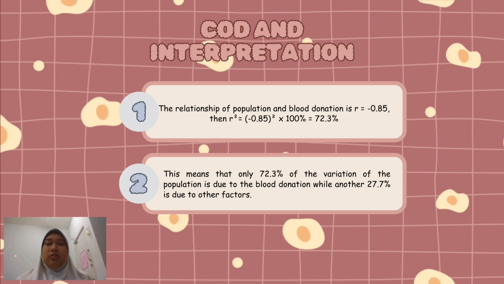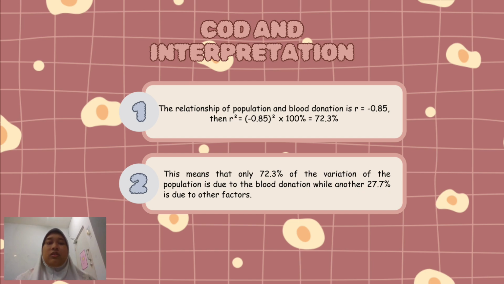By squaring the correlation value and multiplying it by 100, we find that 72.3% of the total variation in population is explained by blood donation. Now for point 2, this means that only 72.3% of the variation of the population is due to the blood donation, while another 72.7% is due to other factors.